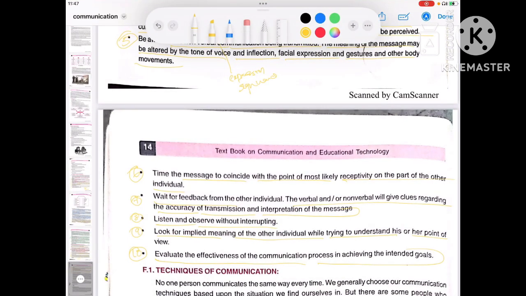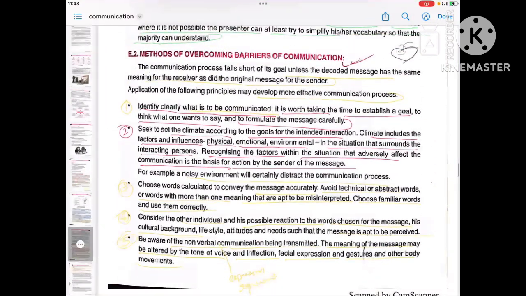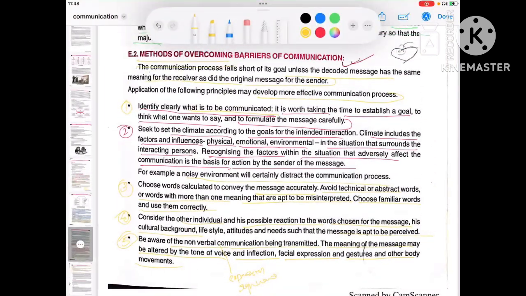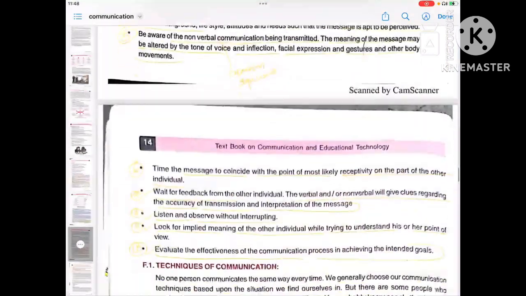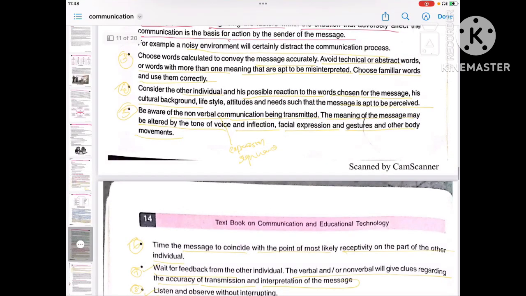So these are the things that come under this. First, wait for the feedback: once they have understood, we should wait and see whether they understood or not. Listen and observe without interrupting. Look for implied meaning and evaluate the effective communication. So all these things come under the methods of overcoming the barriers of communication. So this is about the methods of communication.